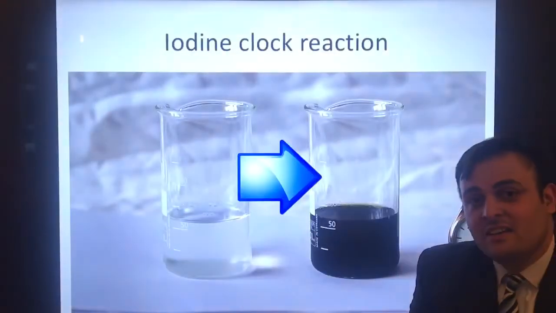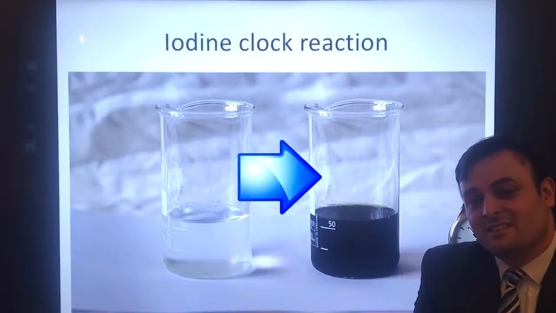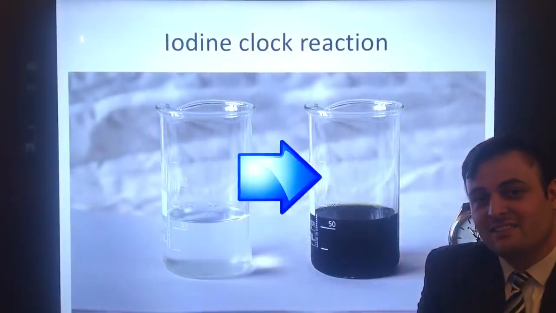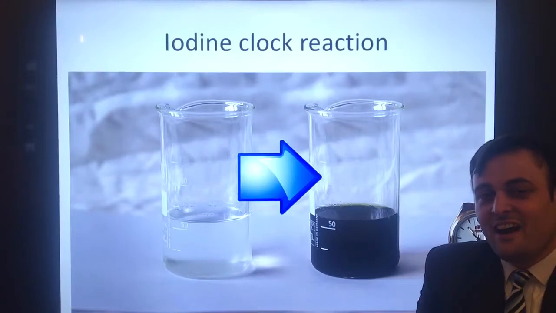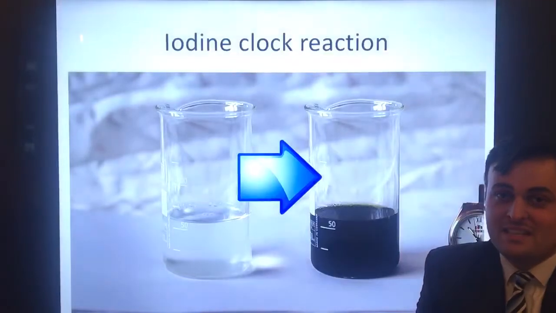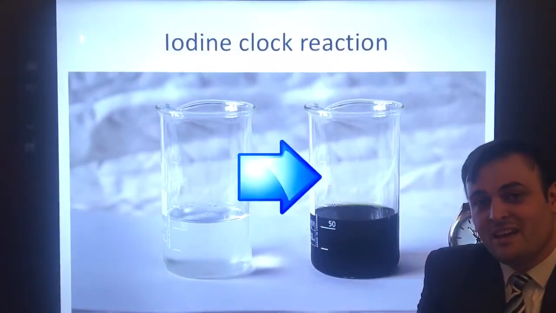Iodine clock is one of the kinetic reactions. It's a first order reaction and the rate of reaction linearly depends on just one reactant, which is potassium iodide. Iodine clock is where 2 colorless solutions are mixed and after a certain period of time a sudden color change occurs. There are many variations, but today I will explain the potassium iodide hydrogen peroxide variant.